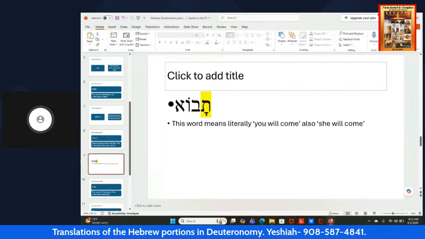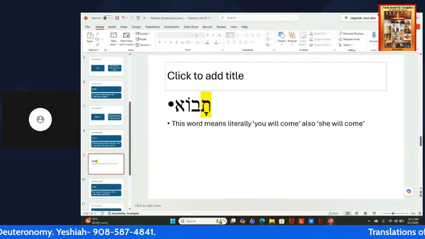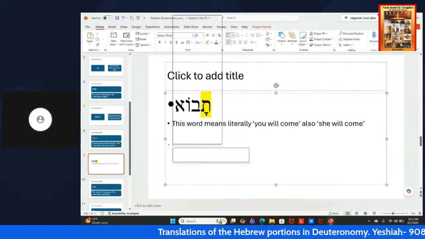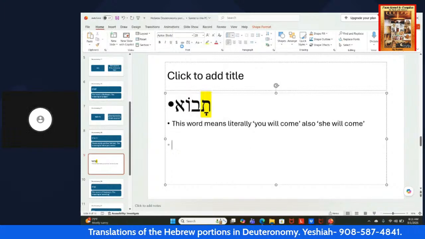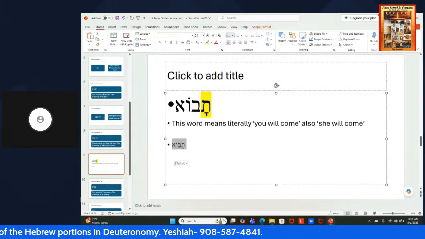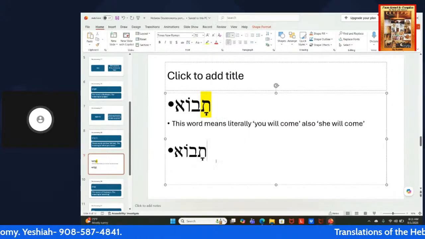Now, family, as we get further into the Hebrew linguistics matter, thank you for the time, and look at this here. This word here, tabo, let's enlarge it and show something about it, if we will.